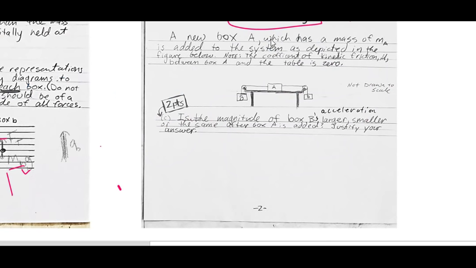Okay, so last section. They have to add something or do something weird. A new box A, which has a mass of m sub A, is added to the system as depicted in the figure below. Note, the coefficient of kinetic friction mu between box A and the table is 0. That tells you two really important things. It tells you that the table is frictionless, so no force of friction. It also tells you that this thing's probably still accelerating, so nothing weird happened to stop the system. Now we just have this block A added to the system, which basically increases the mass.